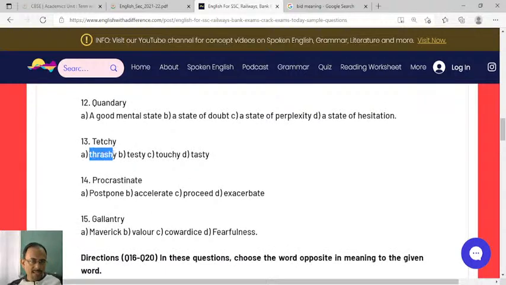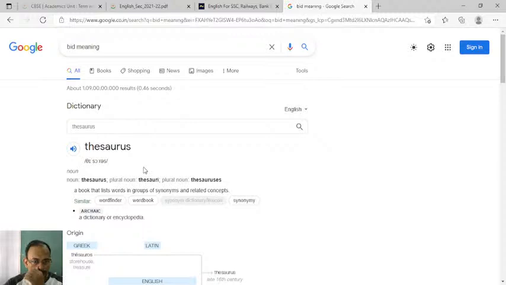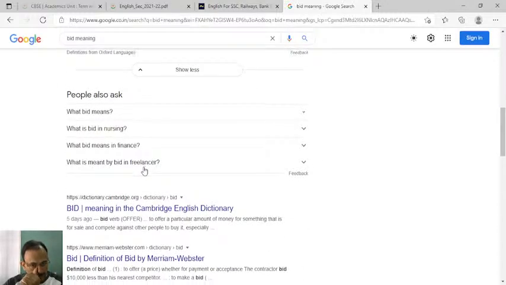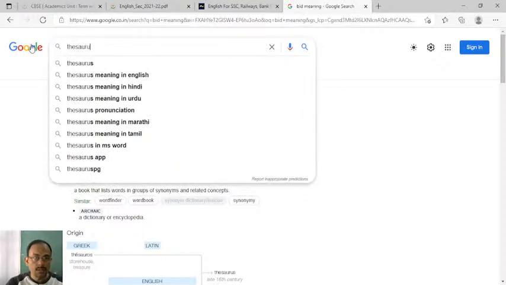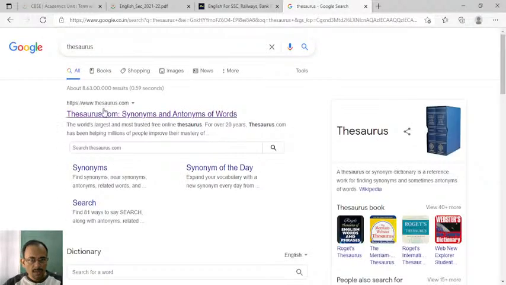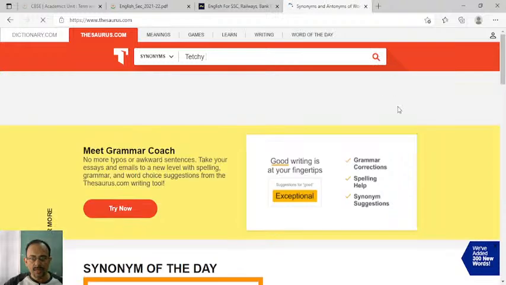Okay, so touchy is trashy, Tracy, testy, or tasty. It is difficult for you as well because you don't know the meaning of trashy, Tracy and testy as well. So, dear students, let me help you with this answer. You can sometimes refer to the thesaurus. You have to find thesaurus.com.